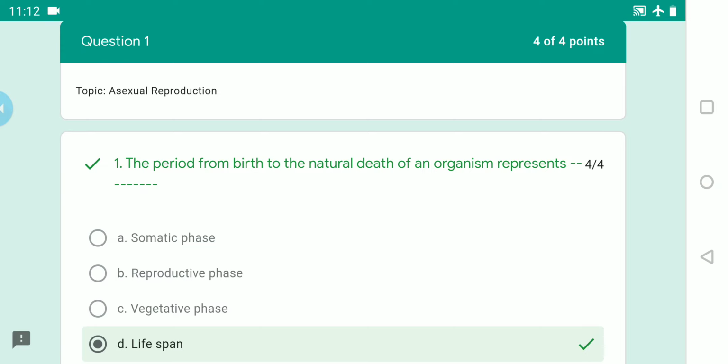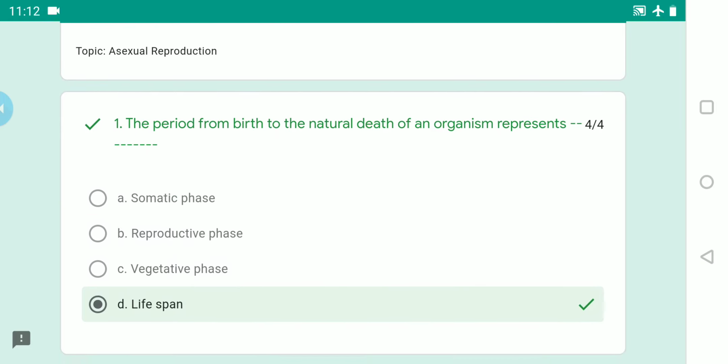So this first question is related to asexual reproduction. The period from birth to the natural death of an organism represents what? This question is nothing but the definition of lifespan. I hope you remember, when we discussed lifespan, the definition: the period from birth to the natural death of an organism represents its lifespan, isn't it? So Option D, the lifespan, is the right answer.